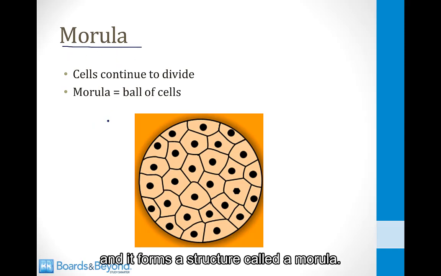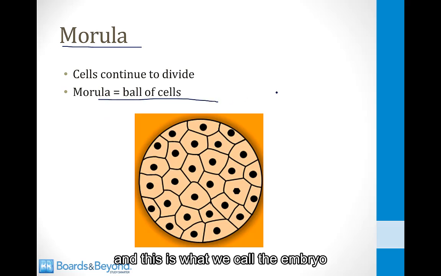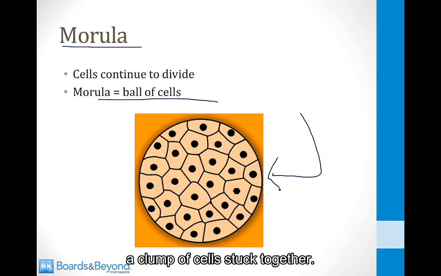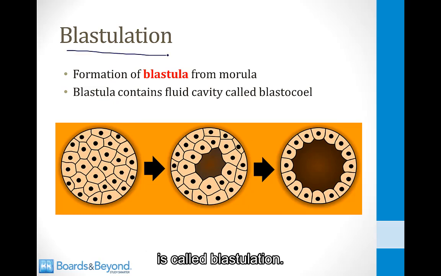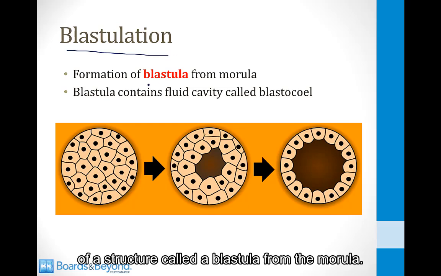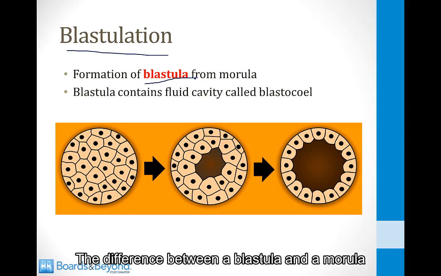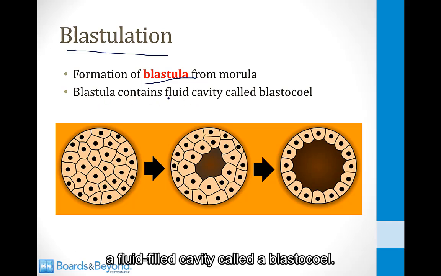After the 2-cell stage, the developing embryo continues to undergo cellular division, and it forms a structure called a morula. A morula means ball of cells, and this is what we call the embryo when it's in the stage where it's just a clump of cells stuck together. After morulation, the next step in development is called blastulation. This step involves formation of a structure called a blastula from the morula. The difference between a blastula and a morula is that the blastula contains a fluid-filled cavity called a blastocele.